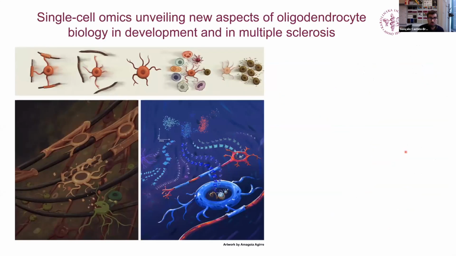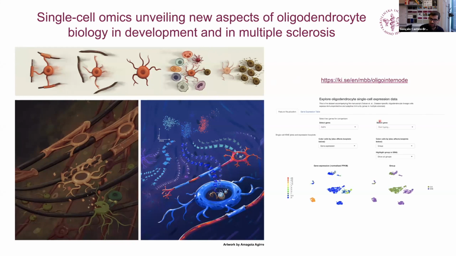Okay, now I'll finalize my talk. So we've been using a lot of single cell omics technologies in our lab, and these have been allowing us to identify new aspects of biology of oligodendrocytes, both in development, but also in multiple sclerosis. And one example of this is this transition to an immune state. I just wanted to point out that we have on our website all our data sets where you can explore the chromatin accessibility or the expression of your gene of interest in these shiny apps in the different populations that we have identified.